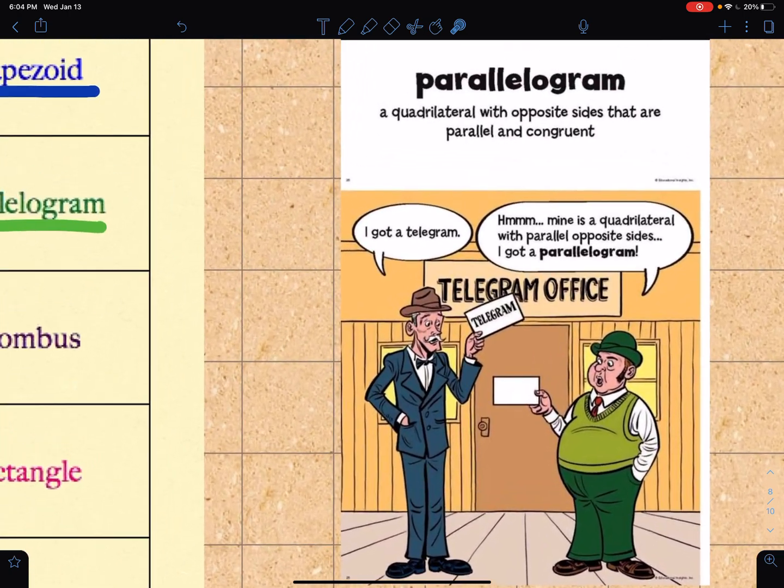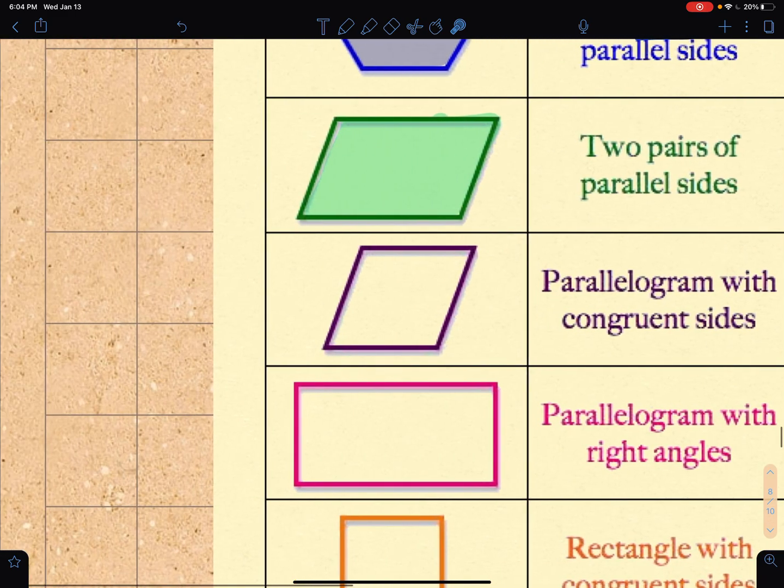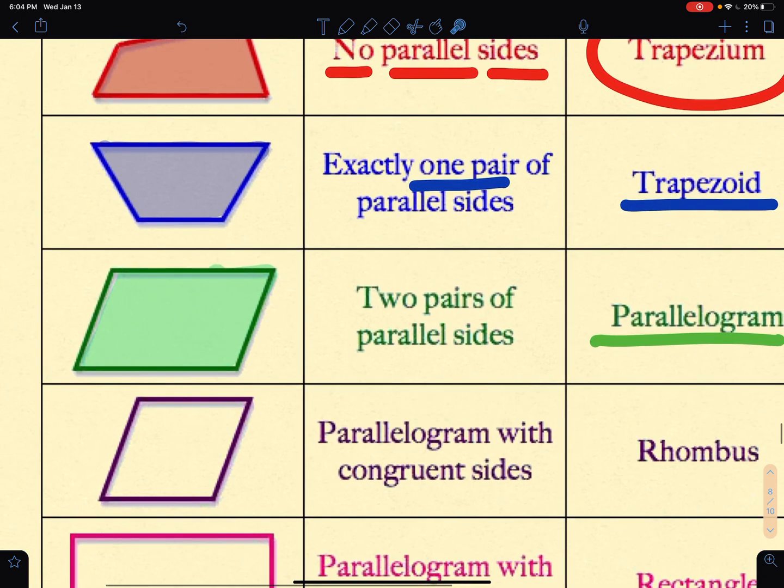Yeah, so a parallelogram is a quadrilateral with opposite sides that are parallel and congruent. Oh, I didn't go over congruent, but let me just add that since they mentioned it. Congruent means that this side, if you measure it, measures the same as this side. And this side measures the same as this side, which is super interesting.